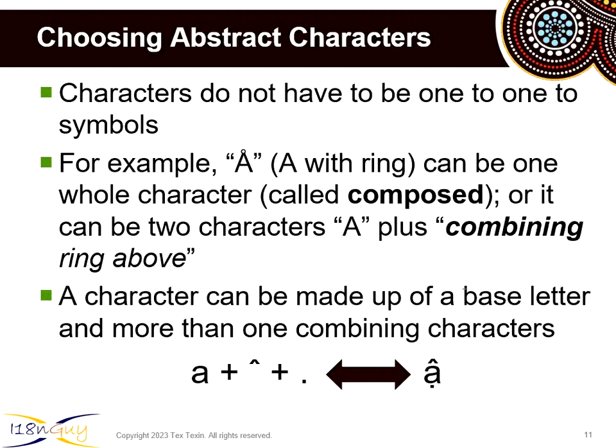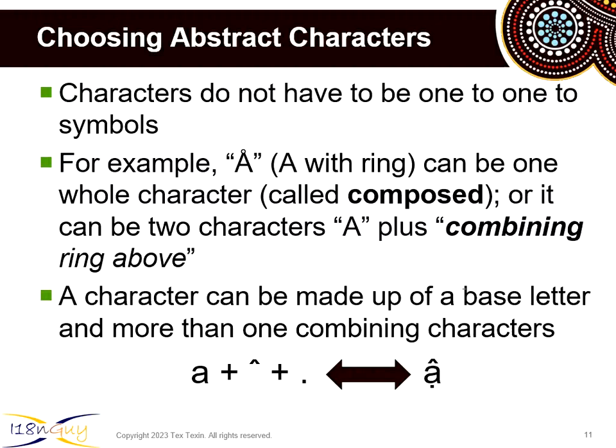So we want to define abstract characters. We've come up with this set of symbols. We choose them from a script or multiple scripts. And we want to say, well, how should we work with these characters in this writing system? And it's important to know that characters don't have to be one-to-one to the symbol, the way it's drawn. For example, I can have this character A with a ring above, and it could be a single character. I could say I want to have a character that represents A with ring, and that's it.